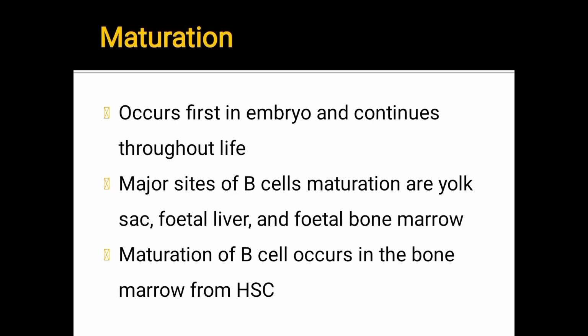Maturation. The generation of B cells first occurs in the embryo and continues throughout life. Before birth, the yolk sac, fetal liver, and fetal bone marrow are the major sites of B cell maturation. After birth, the generation of mature B cells occurs in the bone marrow from the HSC. HSC is nothing else but hematopoietic stem cells.